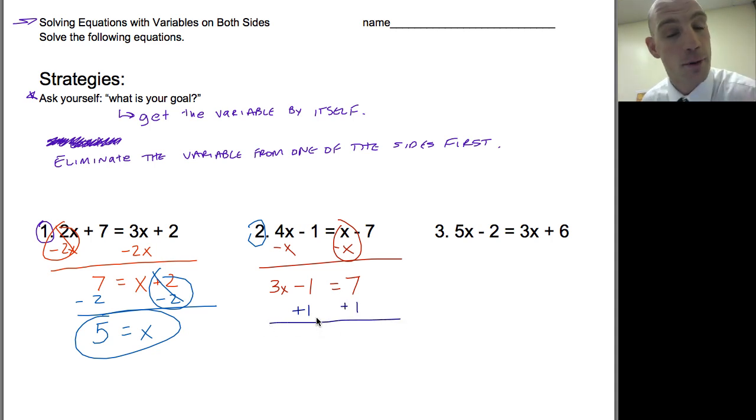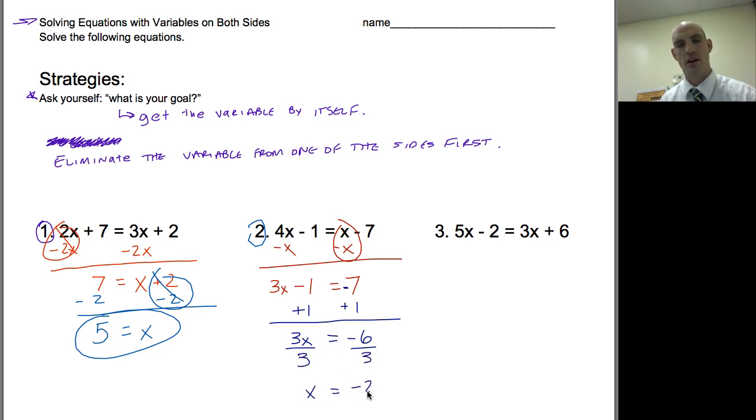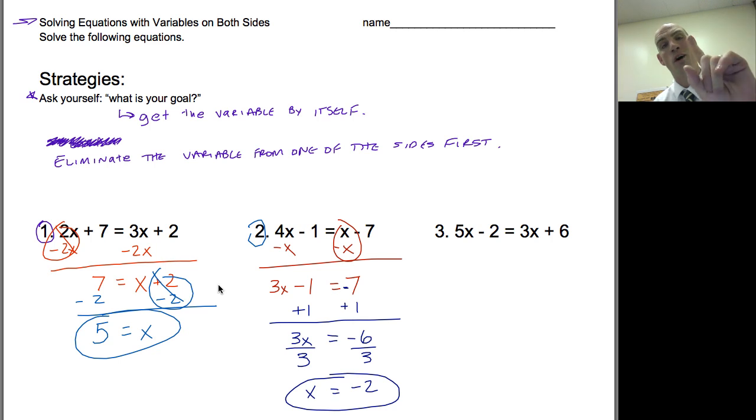And so I've got 3x equals, oops, sorry, that's a minus 7. Forgot my negative sign. So 3x equals minus 6. I'll divide by 3 to do that opposite operation. And I end up with x equals negative 2. In general, my strategy is to eliminate the variable on one of the sides first. And I'm going to give you a tip.